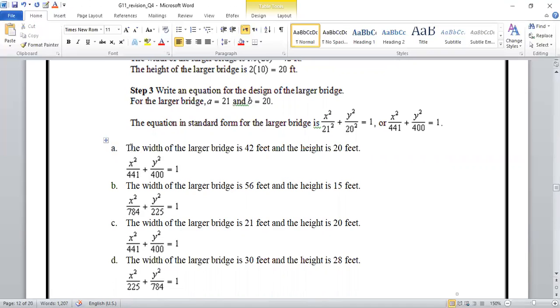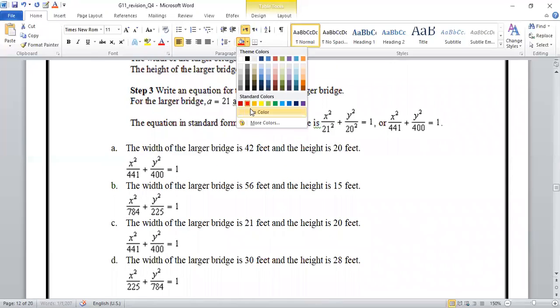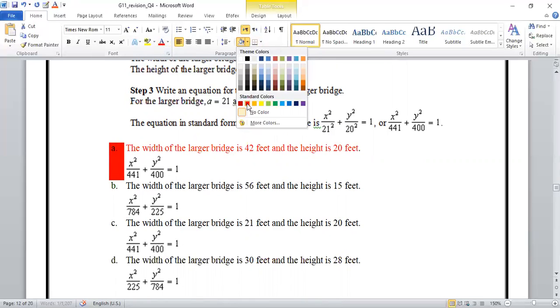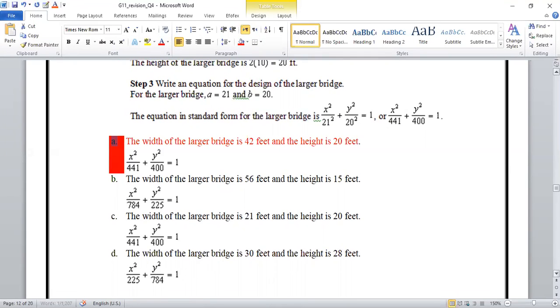Read: the width of the larger bridge is 42 and the height is 20. The width of the larger bridge is 22? Oh, the width is not 22 but 42. So the answer will be number A. The true answer is number A, not number C.